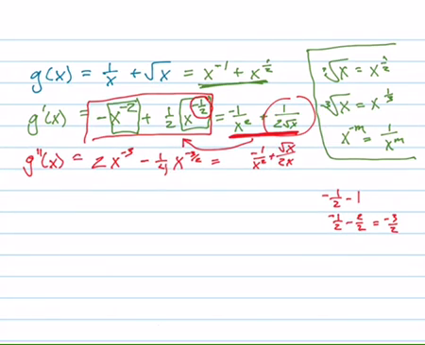Negative 1 over x squared plus square root of x over 2x, because what I did is I multiplied by root x over root x to get rid of that radical on the bottom. So that probably is the answer that he wants for that particular problem. Some teachers want it, some don't care.